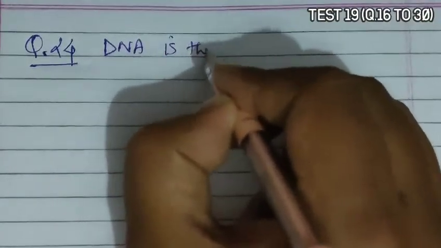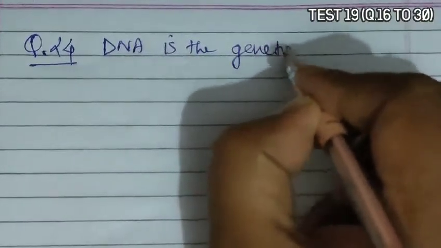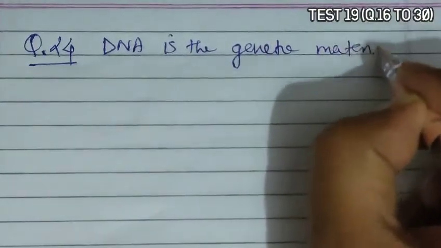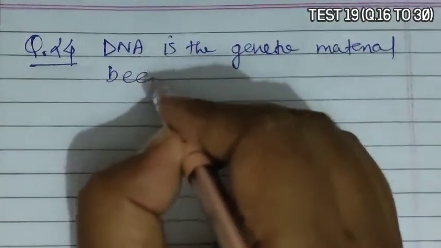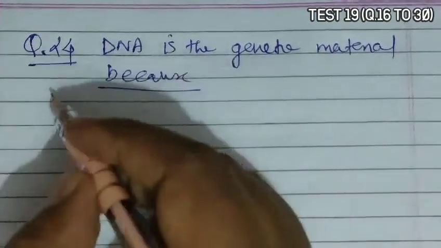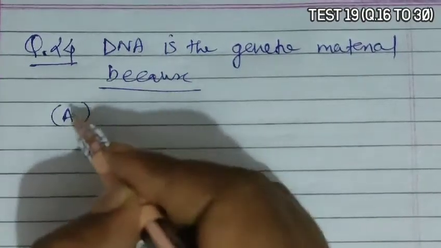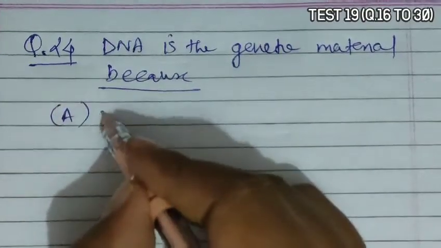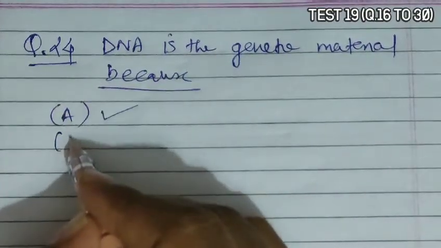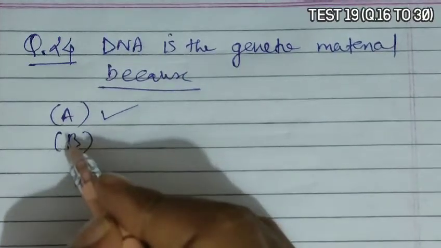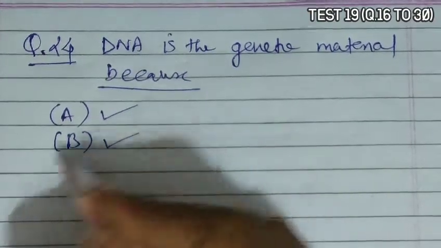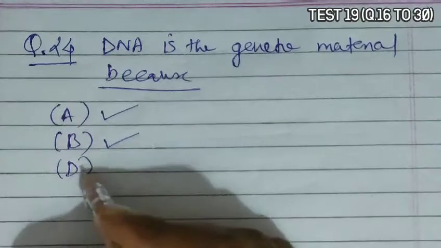Question 24 asks that DNA is the genetic material because: option A, DNA is chemically and structurally stable material. Yes, it is chemically and structurally stable. Option B, it has a characteristic of self-replication. Yes, it can replicate by its own.